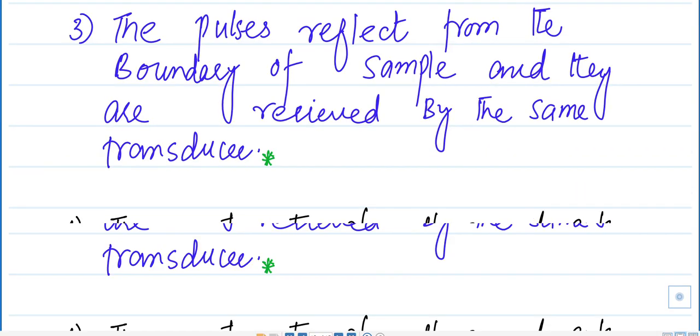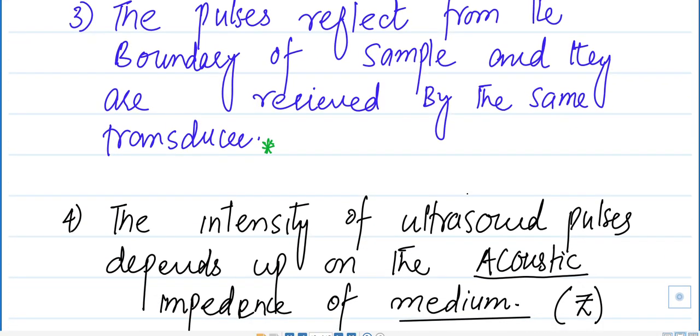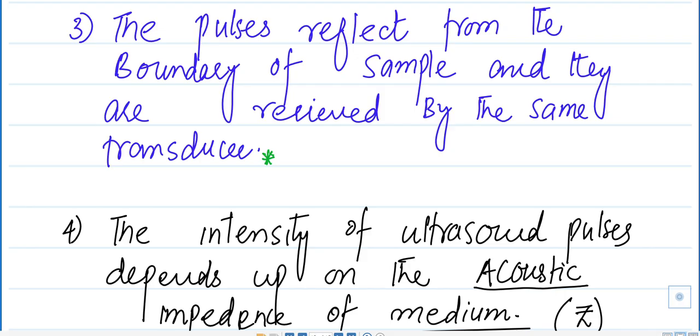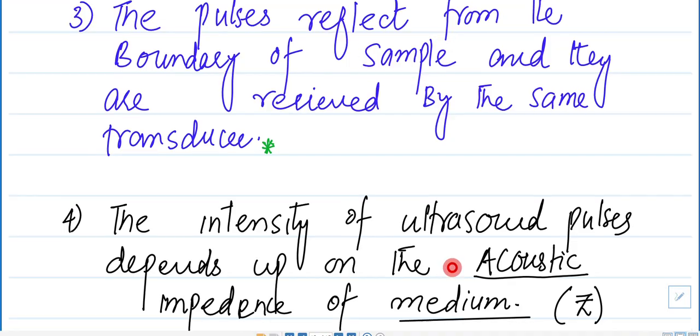Third factor: now I'm explaining how those pulses proceed into the body and come back. This is all very sequential, and if you remember it that way, it is easy. The pulses reflect from the boundary of the sample, and they are received by the same transducer. Remember this, the same transducer. They are reflected from the boundary of the sample and received back.